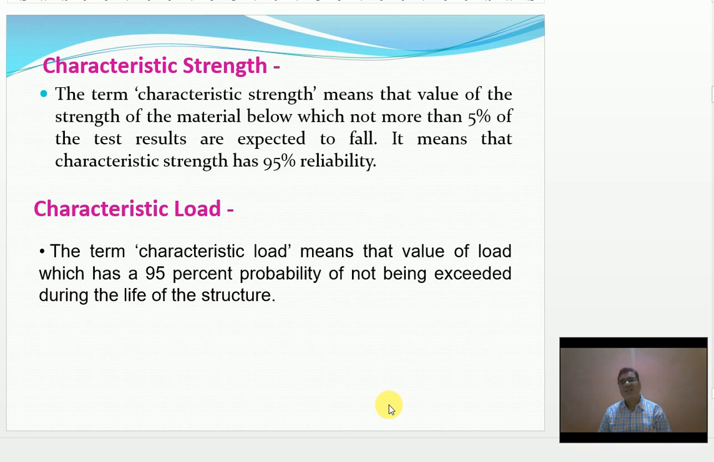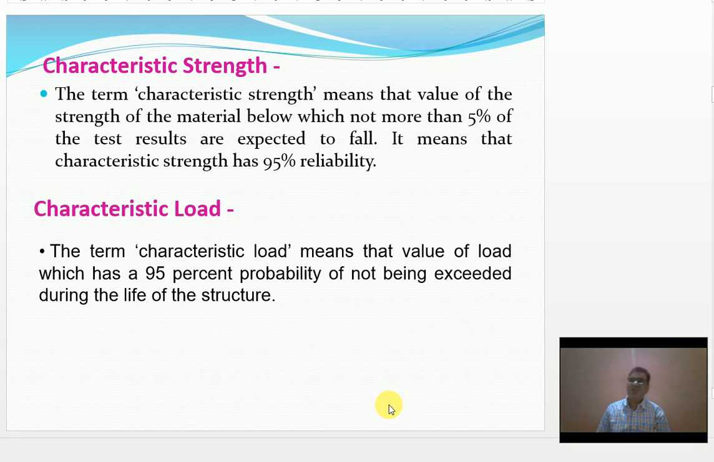Similarly, another definition is characteristic load. When we consider characteristic load, it means that value of load which has again 95% probability of not being exceeded during the life of the structure.